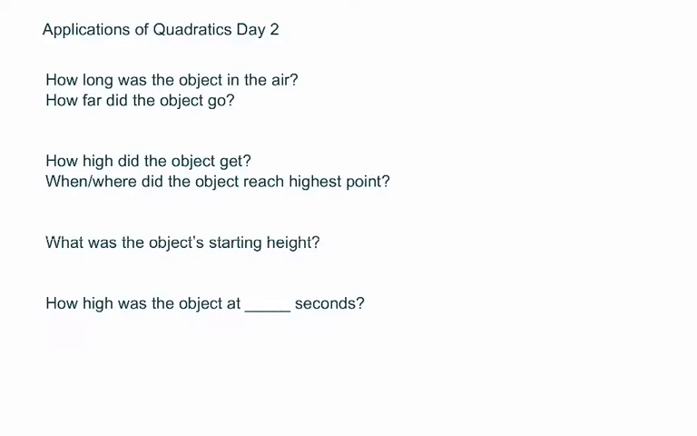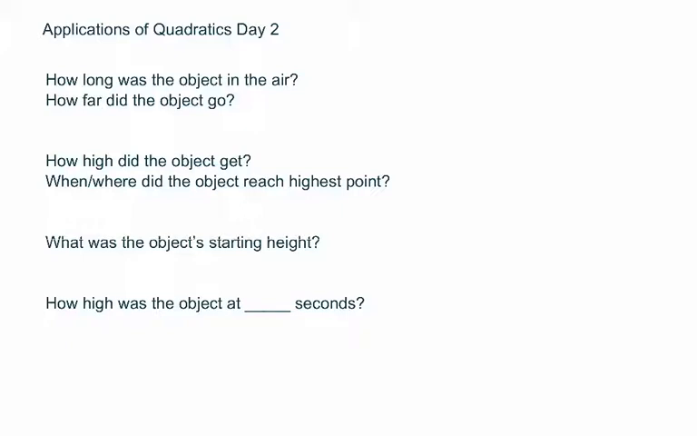So pretty much there are just 4 variations of questions that you could be asked about a quadratic application problem. And I'm going to list the categories of those questions below. So here are the different variations of questions. And really, this is just about everything. You could be asked how long was the object in the air, or how far did the object go? And that would be essentially the same question depending on whether you're dealing with time or distance, but you're going to solve it the same way.